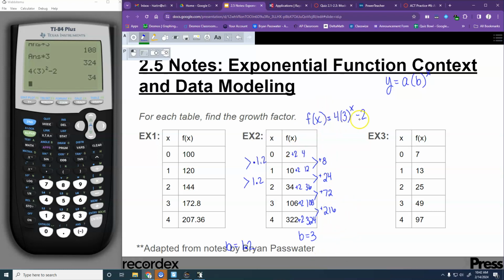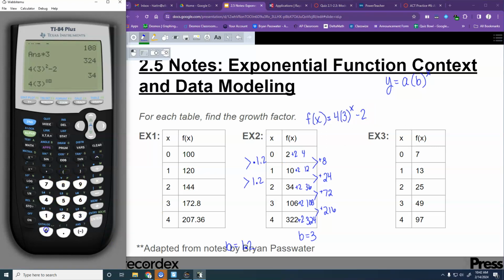But if they do ask for the equation, one way that you can always check is when you get your equation, plug the numbers in, right? 4 times 3 to the 0 power minus 2 gives me 2, which is what I'm supposed to get on the table. And then I could go back and plug in 1 and see what I get. And I get 10, which is what I have on the table. So these are a little bit tough to think about sometimes.